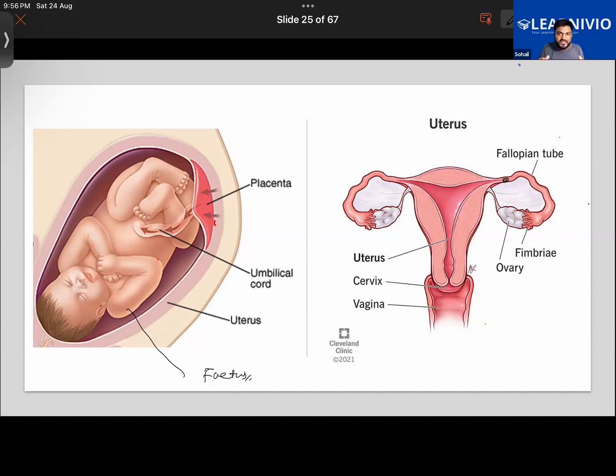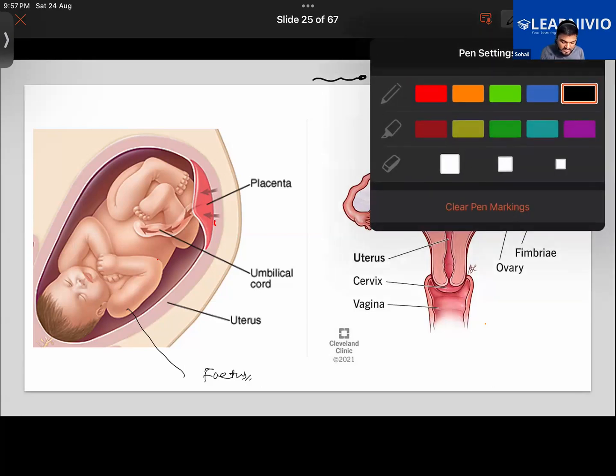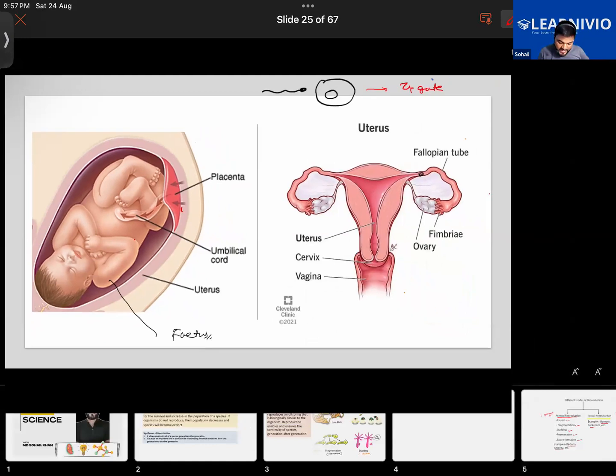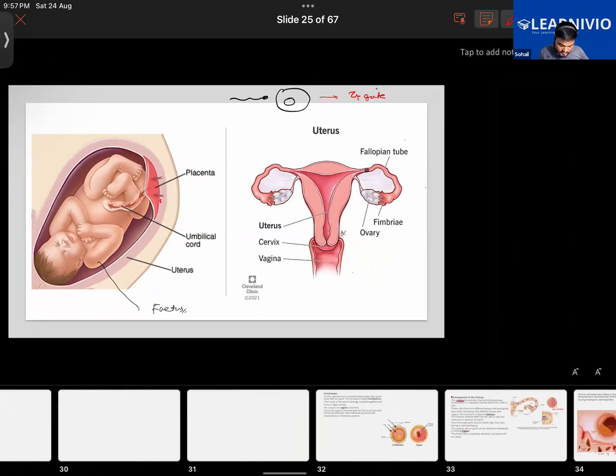If fertilization had taken place, what would have happened? A zygote would have formed, as we have learned in the previous classes. As the sperm fertilizes the ovum, after fertilization a single cell structure called a zygote is formed. Furthermore, the zygote grows further.